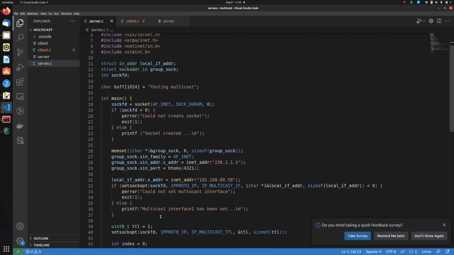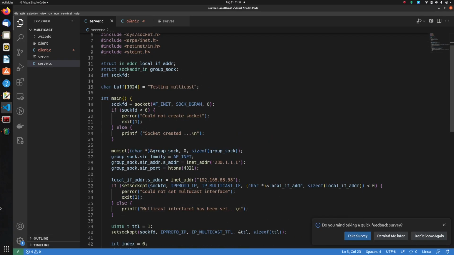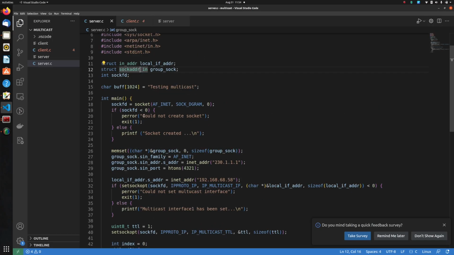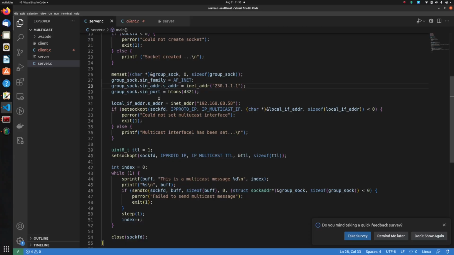So let's go over this server. It's a pretty simple server, and there is not much of a difference between a multicast socket and a UDP socket because they are the same. So the first thing I do is create a UDP socket, a datagram socket, and then I instantiate a sockaddr_in struct, and I call it group sock because it's for tracking the group IP address. Then I make the family AF_INET because it's an internet family socket, and the address where I want to send the data is the group socket address, right? For this example, the group IP I have chosen is 230.1.1.1.